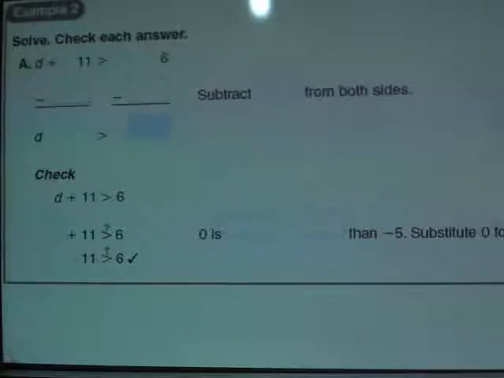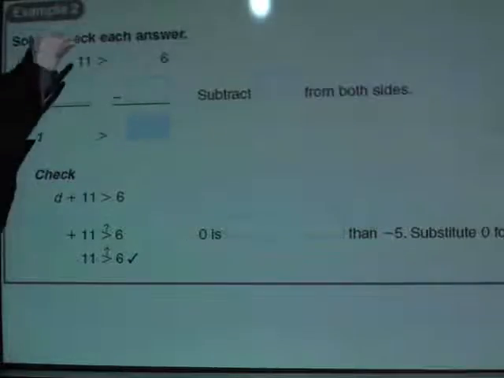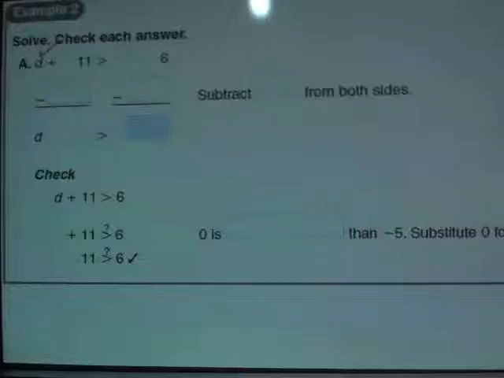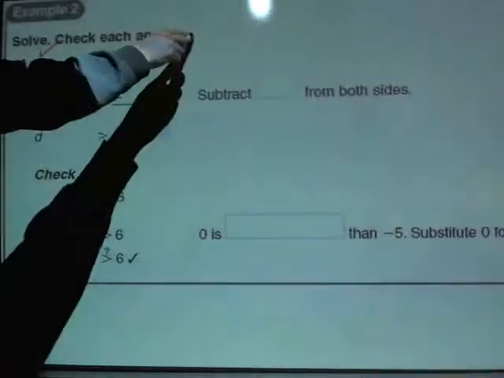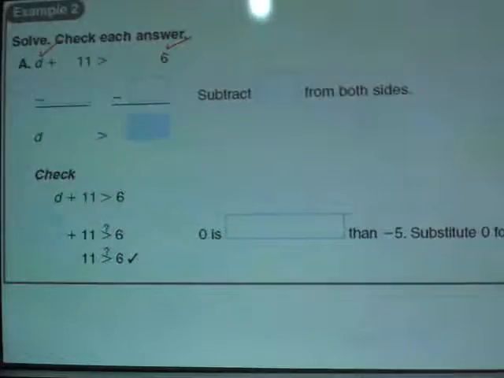We're going to say to ourselves, keep that variable on the left. So variable d being on the left is a good thing. And numbers on the right, so 6 being on the right side is a good thing. Which means the only thing that's not so good here is the 11. The 11 is going to have to move.